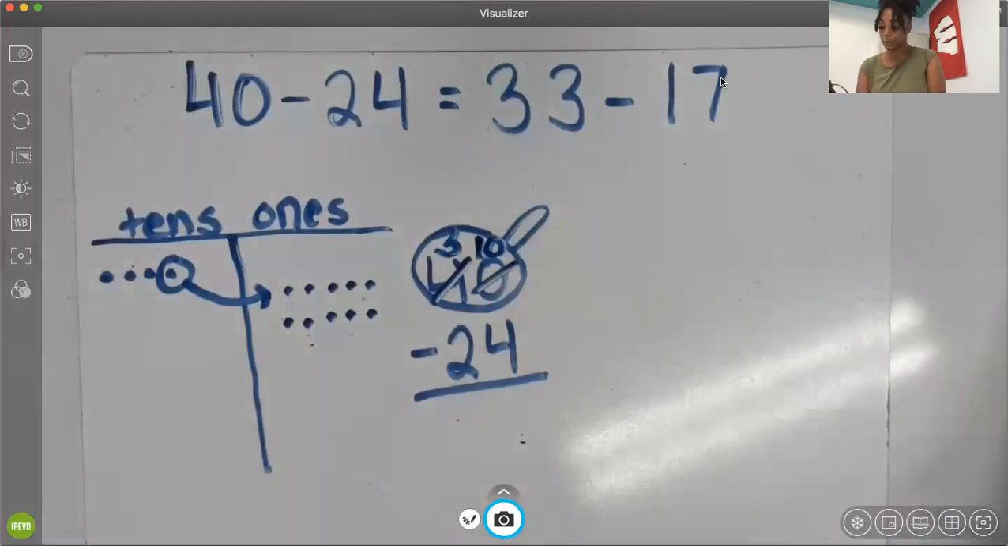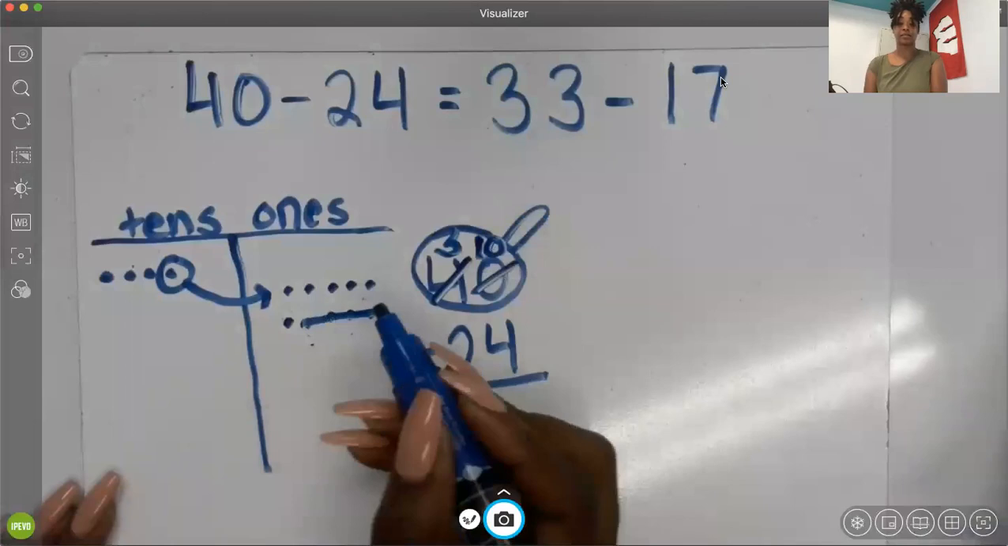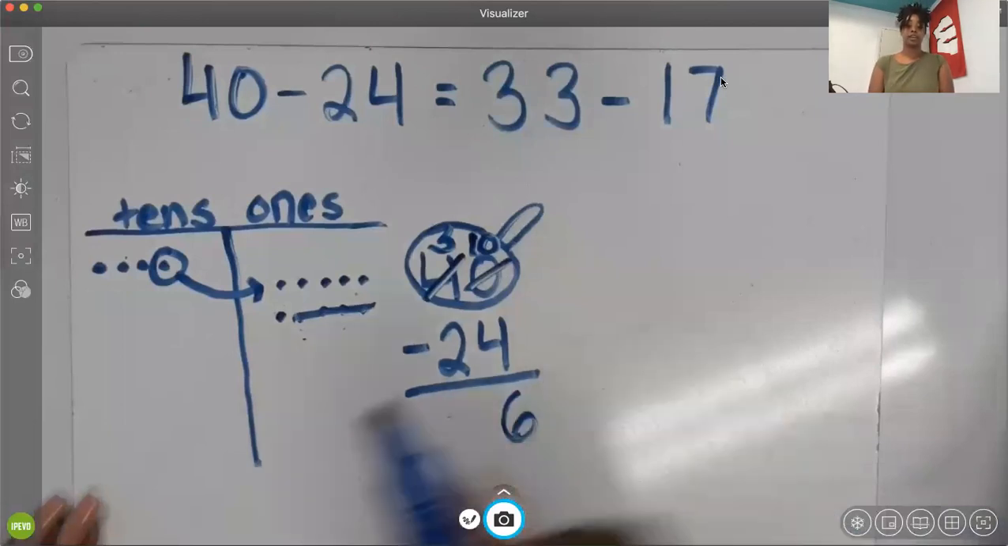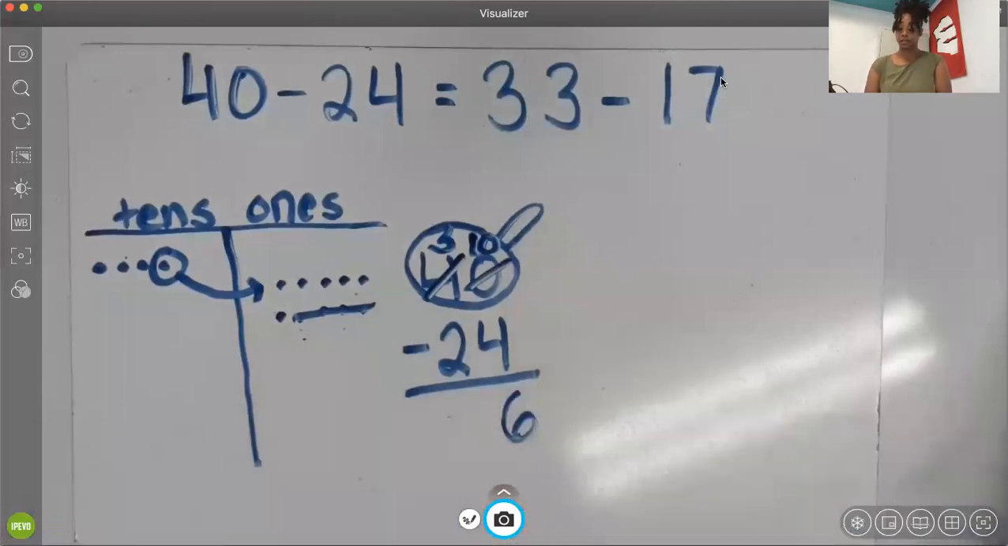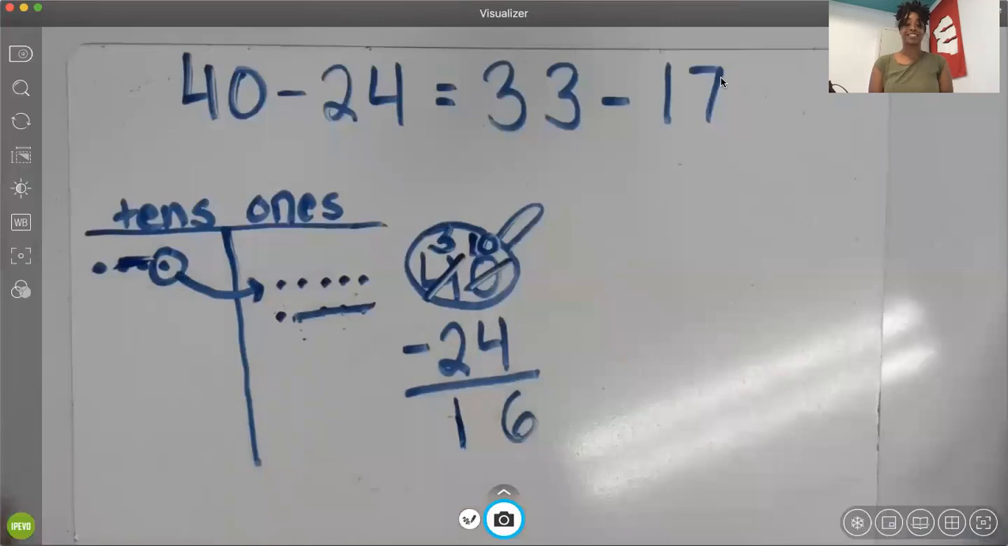10 ones minus 4 ones is 6 ones. Let's record that into our algorithm. 3 tens minus 2 tens is 1 ten. Let's record that in the tens place as well. What's our answer? Our answer for our first problem is 16.